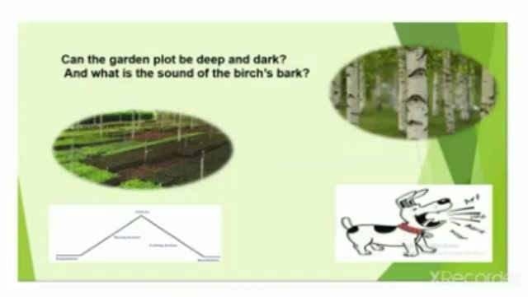Can the garden plot be deep and dark? And what is the sound of the birch's bark? Here the poet is asking if the garden plot can be deep and dark like the plot of a story. And later on he questions whether the bark of a birch tree can also make a sound like the bark of a dog. Thus the poet is making use of amusing puns to bring about a dual meaning of certain words. So these words are called homographs.